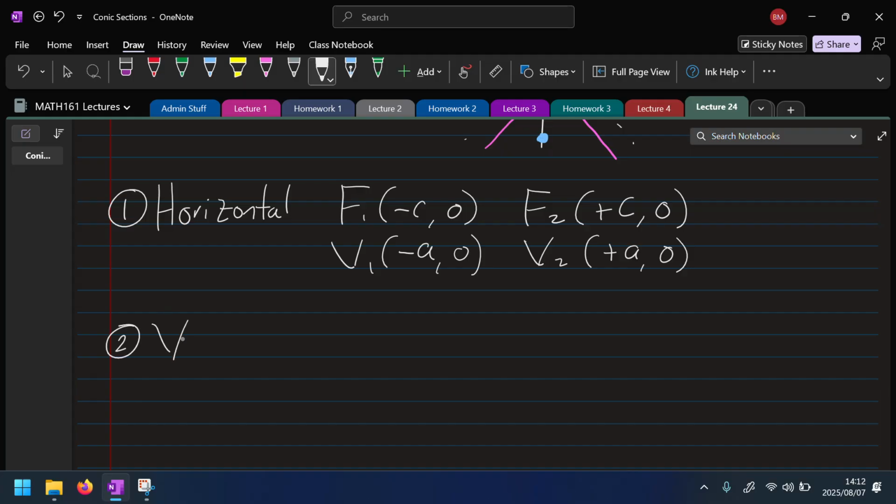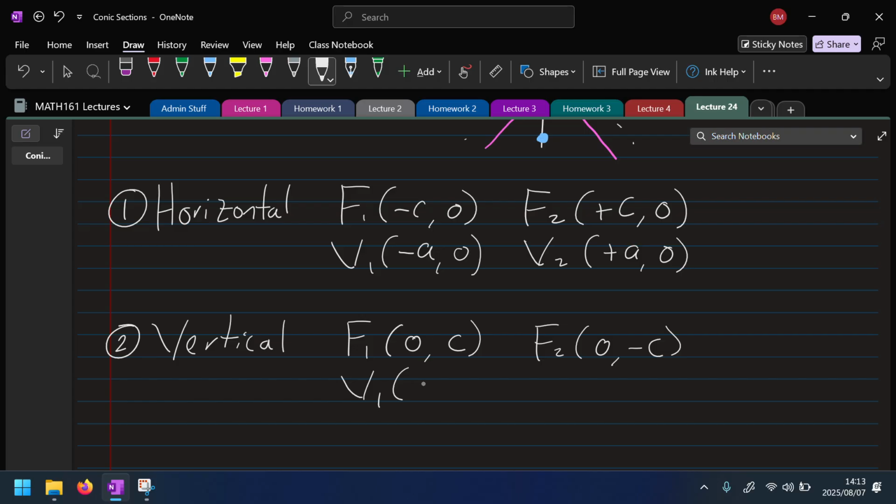And then for the vertical, now we're looking at the y values, not the x values. This will be (0, c) for the top one, (0, minus c) for the bottom one, and then the same sort of thing for the vertices. So we have v1, that will be (0, b), because it goes with y, so we use b for the top one, and then v2 is (0, minus b) for the bottom one.